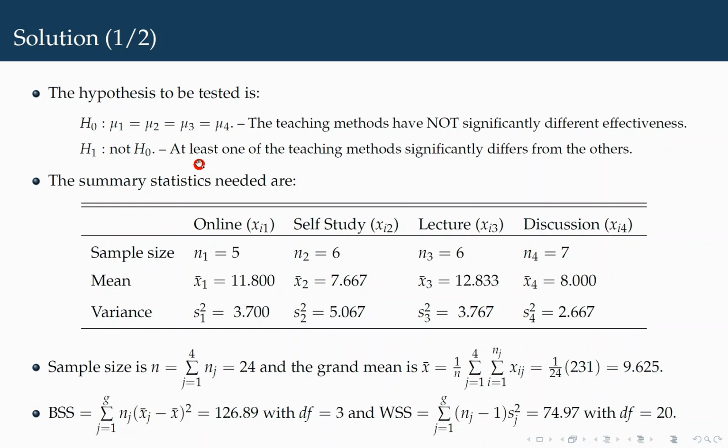So here when we say at least one of the teaching methods is significantly different from the others, that teaching method may be the best, or that teaching method may be the worst one. So whatever it is, in general, at least one teaching method could be different from the others. It could have a better performance or better effectiveness, or it could have the worst performance or worst effectiveness.